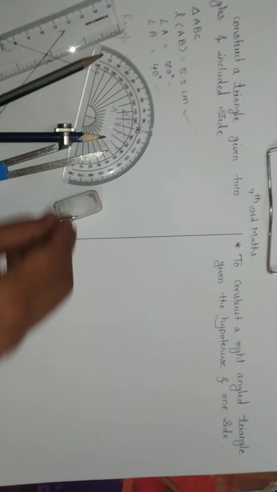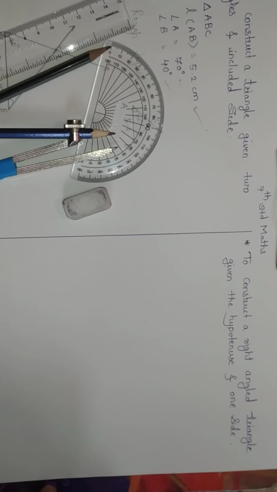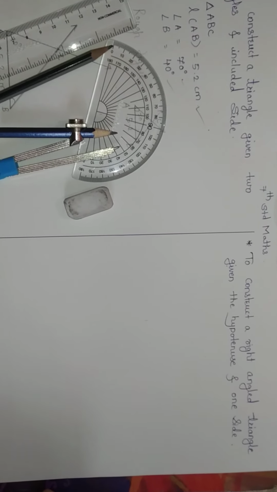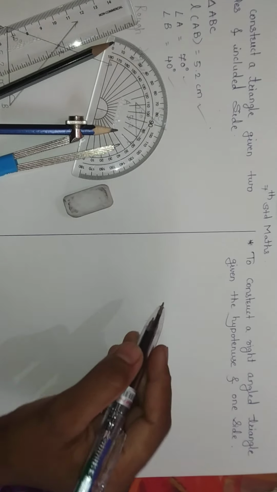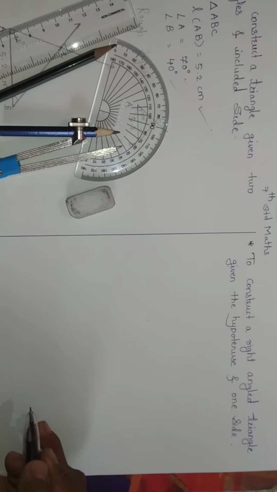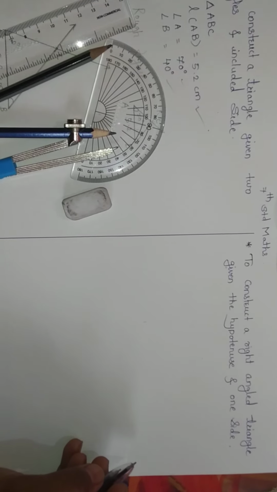Right angle triangle is there. You have been given the hypotenuse measurement. What does hypotenuse mean? There is a 90 degree angle, and the side in front of the 90 degree angle is called the hypotenuse side. We can see the example of practice set 5.